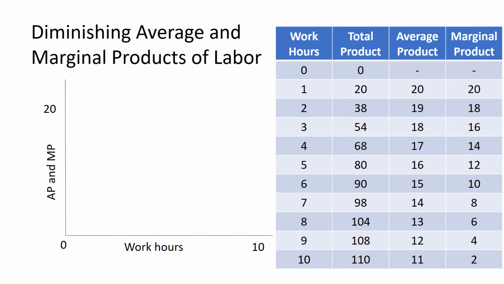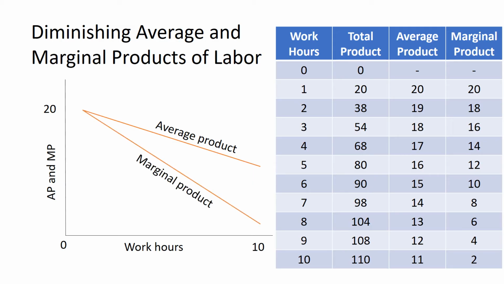You might have noticed in the previous example that when we went from 4 work hours to 8 work hours, the average and marginal products both decreased. In fact, average and marginal products are steadily decreasing as work hours increase. You can see this by plotting average and marginal products in a graph, but you can also see it from the table. We said that the total product is increasing at a decreasing rate, and it's the decreasing marginal product that gives the decreasing rate.